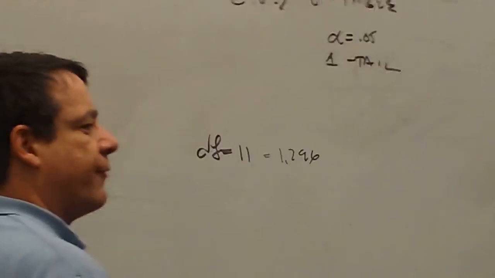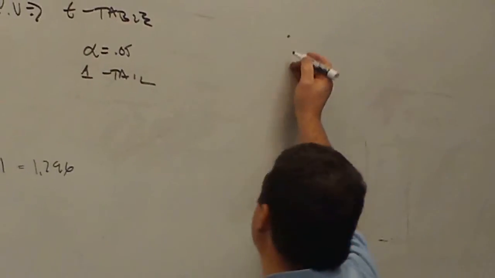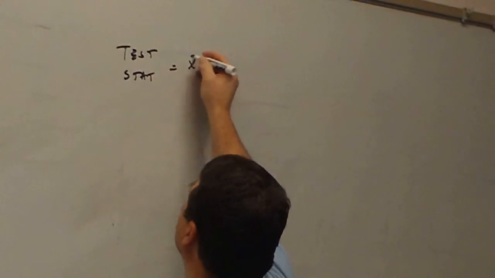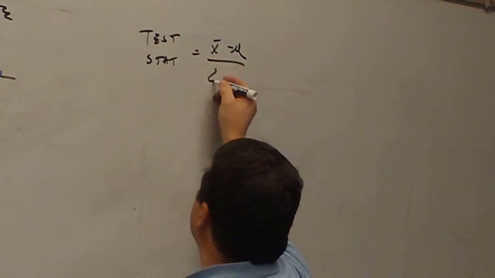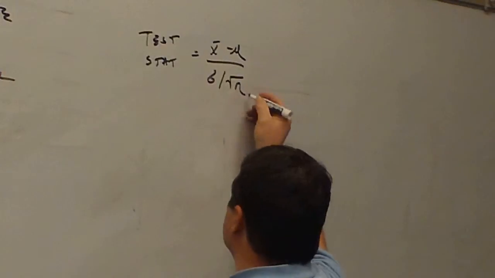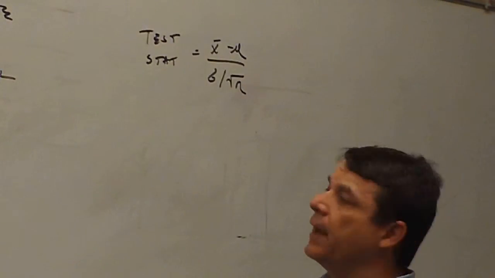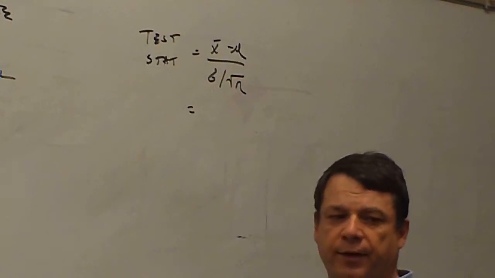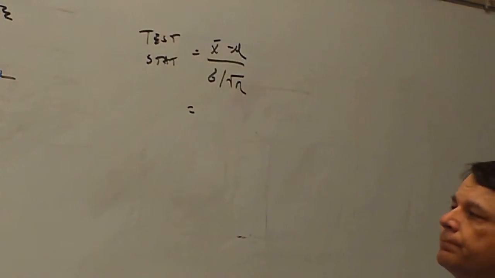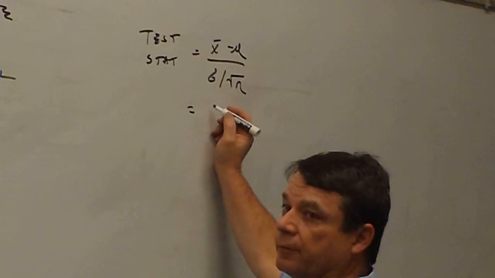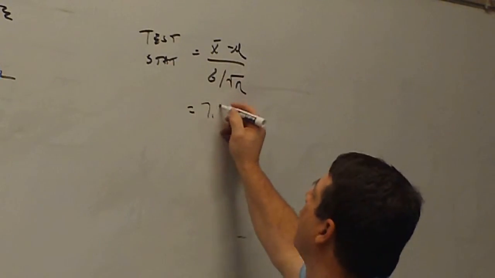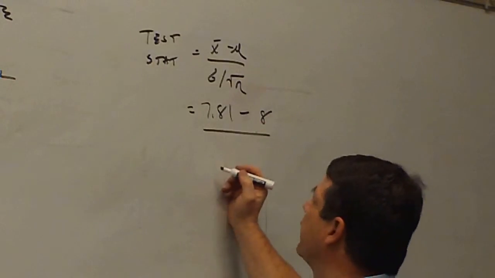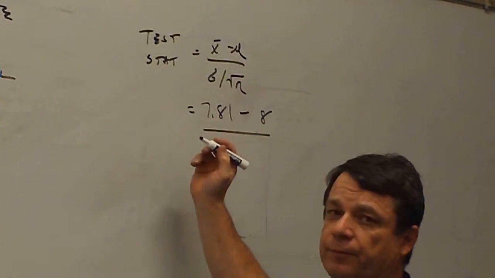1.796. Now we have to do our test statistic, right? Our test statistic is X bar minus the mean, divided by the standard deviation divided by the square root of n. So in this case, what's X bar? What do you get from your sample? 7.81. 7.81 minus the mean, which is 8, divided by the standard deviation, which was, please?